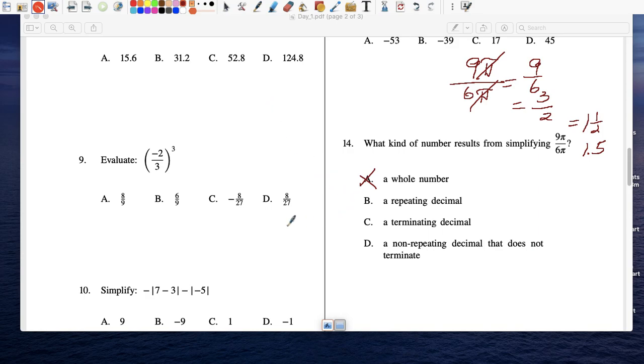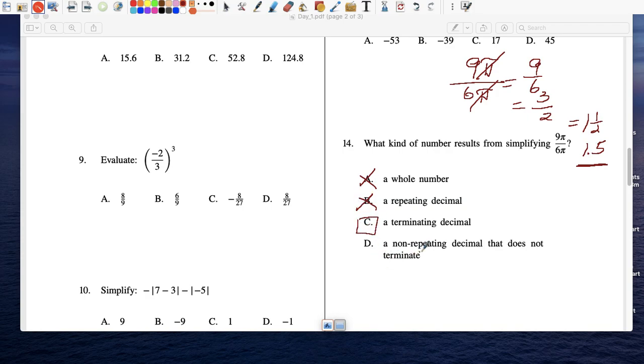Is it a repeating decimal? Is it 1.5555 forever and ever? No, it's not. Is it a terminating decimal? That means, is it a decimal that ends? Yeah, 1.5, there's nothing after that. It ends. Okay, so it is definitely C.